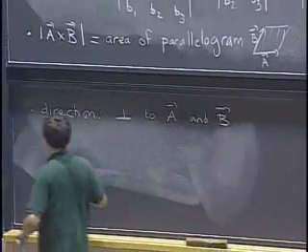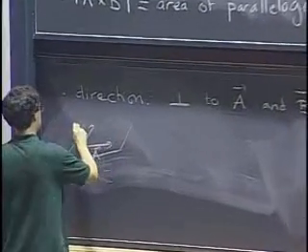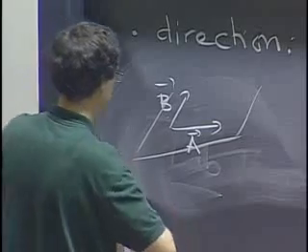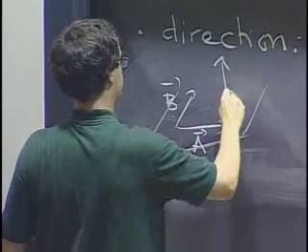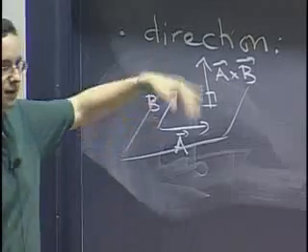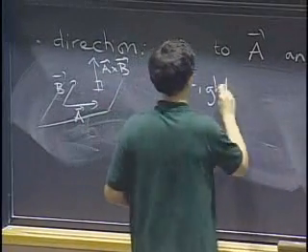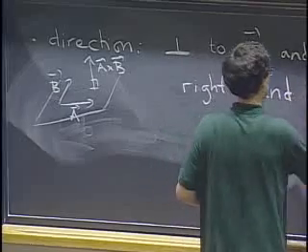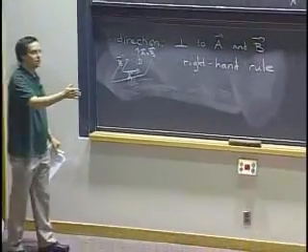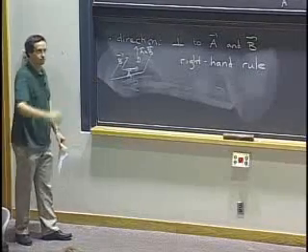So in fact, if I draw A and B in a plane, they determine a plane together, then the cross product should go in the direction that's perpendicular to that plane. Now, there's two different possible directions that are perpendicular to a plane, and to decide which one it is, we use the right-hand rule, which says if you extend your right hand in the direction of vector A, then curve your fingers in the direction of B, then your thumb will go in the direction of the cross product.